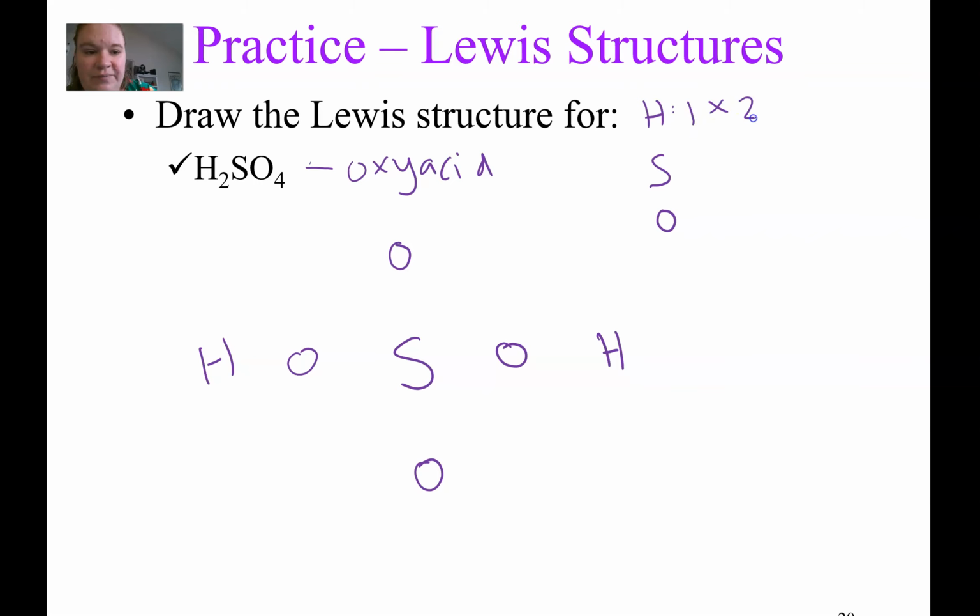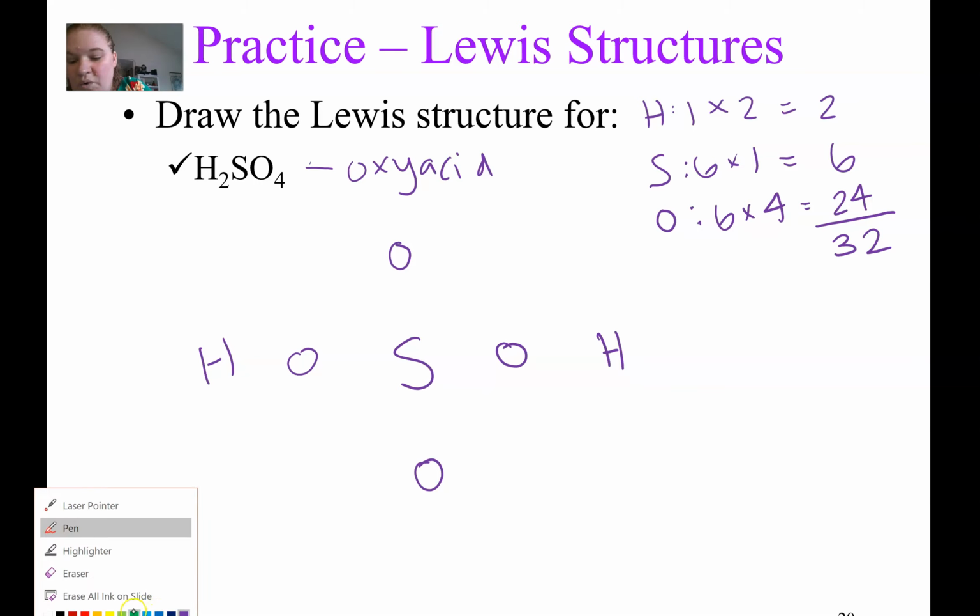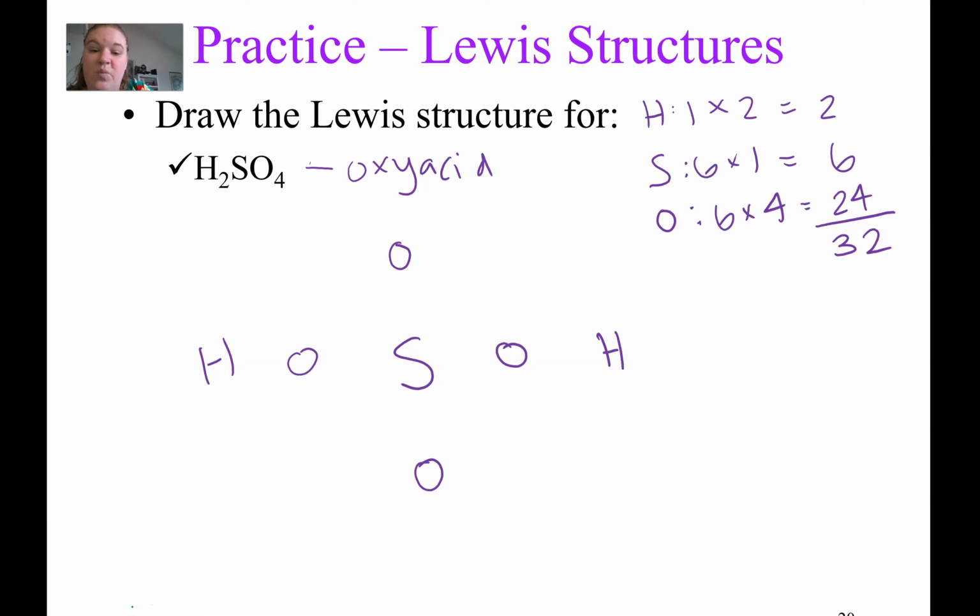Rule number 2, we add up our valence electrons. 1 for each hydrogen, and there's 2 hydrogens. 6 for each sulfur, there's 1 sulfur. 6 for each oxygen, and there's 4 oxygens. So altogether, 32 electrons. Rule number 3, we distribute those electrons.